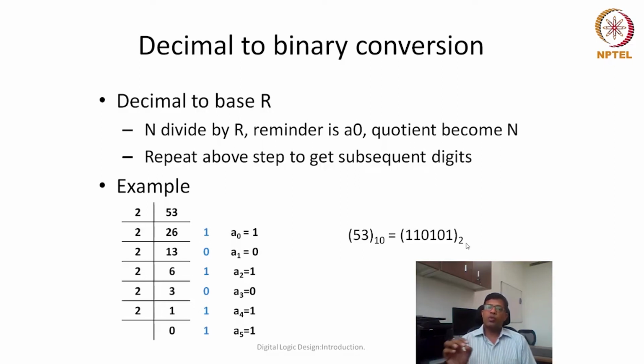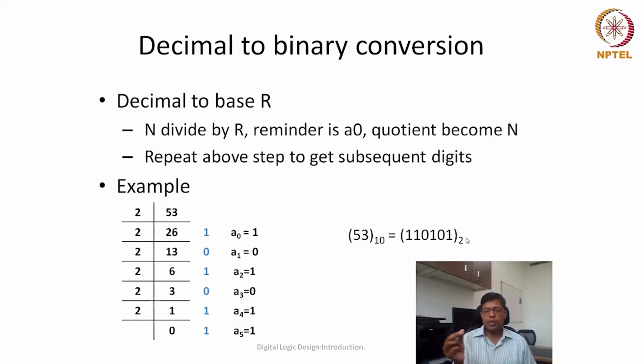Otherwise, we will write explicitly that the following number is a binary number or the following number is a decimal number. Here, 53 in decimal has been written as 110101, where this is the MSB, and this is the representation. So this is how an integer would be converted into a binary number.